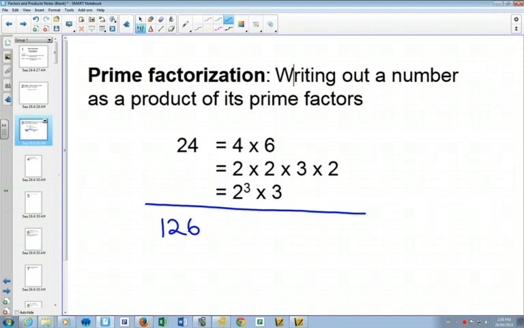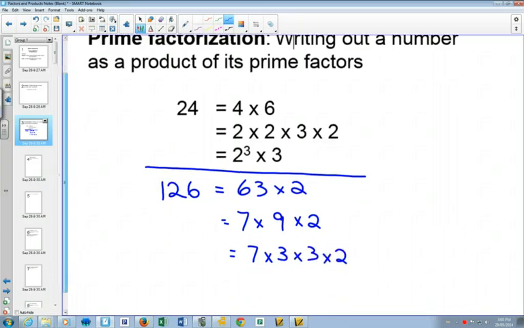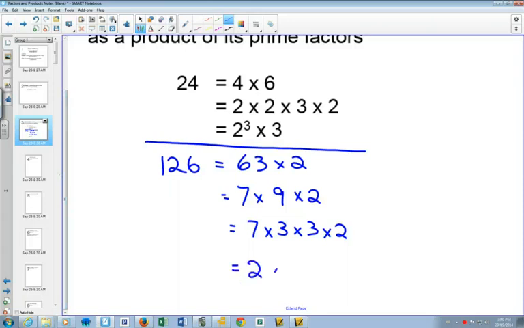So 126 is what times what? 63 times 2. Good. And 63 is? 7 times 9. Are we done, or are there numbers we could break up further? 9 is 3 times 3. So the prime factorization is there. You could write it as, usually we start with the lowest number and write things as powers if there's more than one of them. So we'd have 2 times 3 squared times 7.